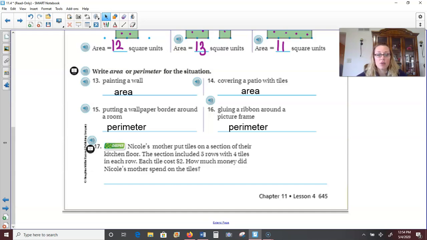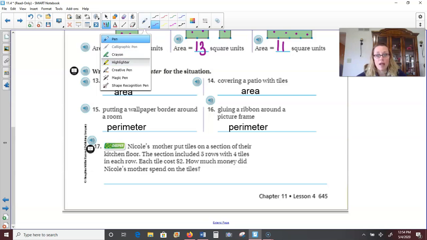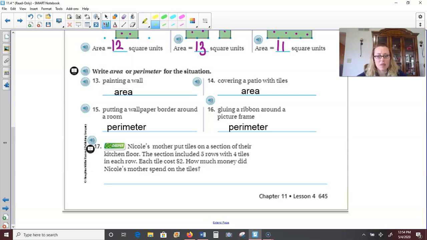The section included 5 rows with 4 tiles in each row. Each tile cost $2. How much money did Nicole's mother spend on the tiles? Wow, so there's a lot going on in this problem. Let me get my highlighter tool and let's highlight some key things.